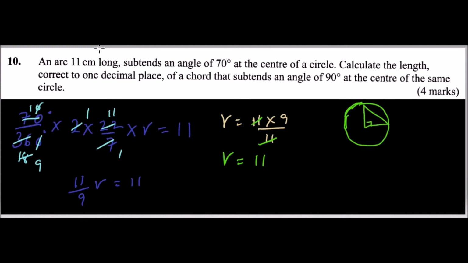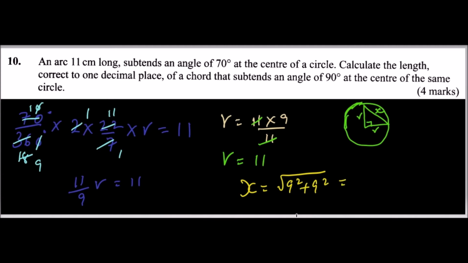This angle is 90, and this is the radius, and that is the radius. Since we know the radius is equal to 9, and this is a right angle, you use the Pythagoras theorem to get the chord, which we can say is our x. So x is equal to, using the Pythagoras theorem, 9 squared plus 9 squared, because the radius is 9.